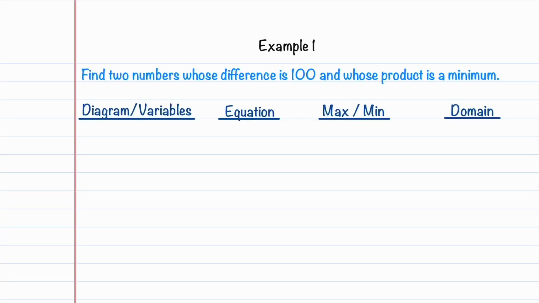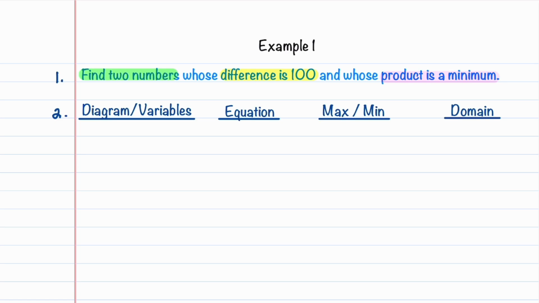In this optimization problem, we're going to find two numbers whose product is as small as possible. The first step in solving this problem is to read through the problem carefully and figure out what information we have and what we're asked to find. In this problem, we are to find two numbers whose difference is 100 and whose product is a minimum. The second step is to fill in all four of these categories using the information from our problem.